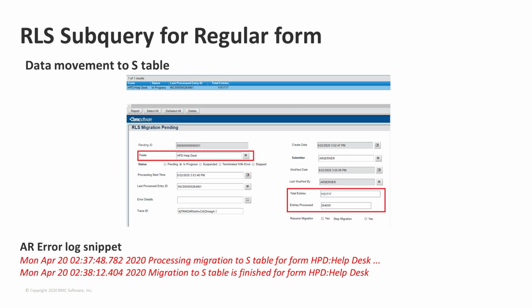Usually this process of initial data population is really fast, and Mark will talk about some numbers for this from our lab in upcoming slides. Once the data population job is finished, the entry from the RLS Migration Pending form is deleted. As you can see on the screen, the start and end of this data population job is also logged in the AR error log file.